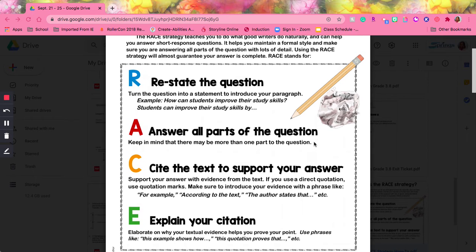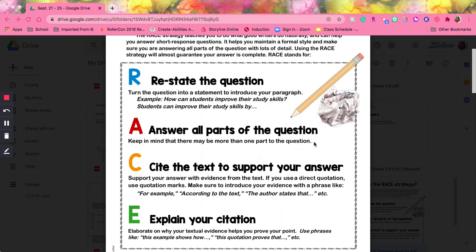C stands for cite the text to support your answer. This means to support the answer that you gave with evidence from the text. If you use a direct quotation, make sure you use quotation marks. And make sure to introduce your evidence with a phrase like, for example, according to the text, or the author states that, and I'll show you some others in just a moment.